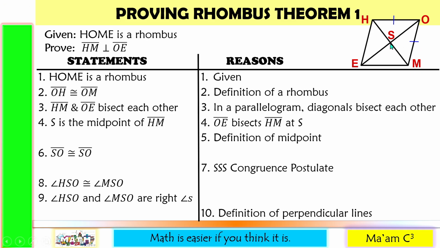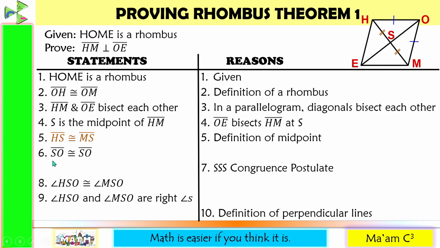At point S. So if it bisects line segment HM, the next reason is definition of midpoint, and we all know that midpoint bisects a line segment into two congruent parts, then it means these two here are congruent, meaning line segment HS is congruent with line segment MS. That is the definition of midpoint. It bisects a line segment into two congruent parts.